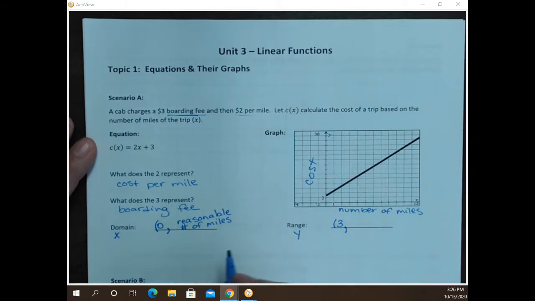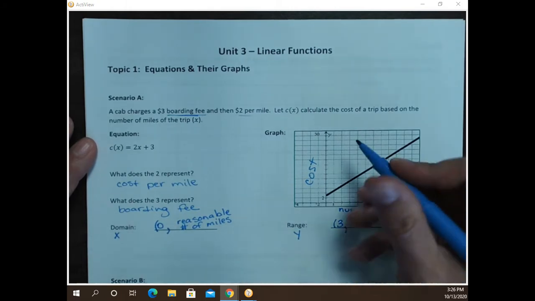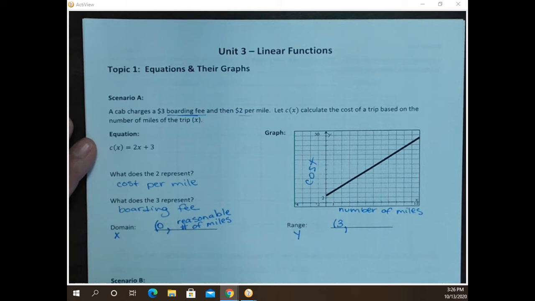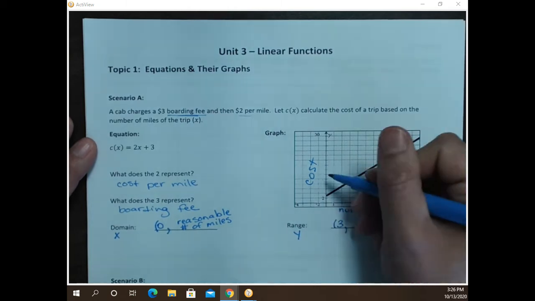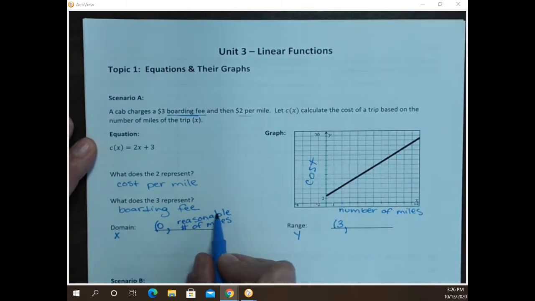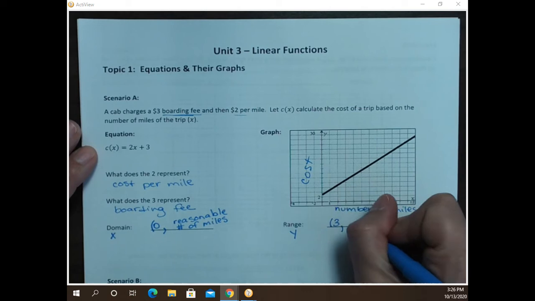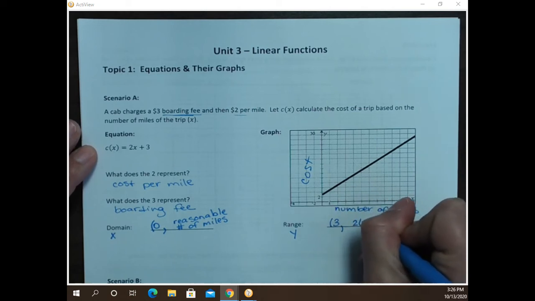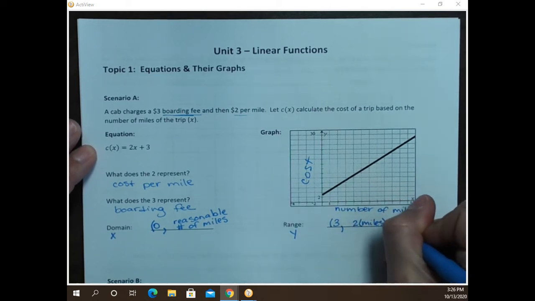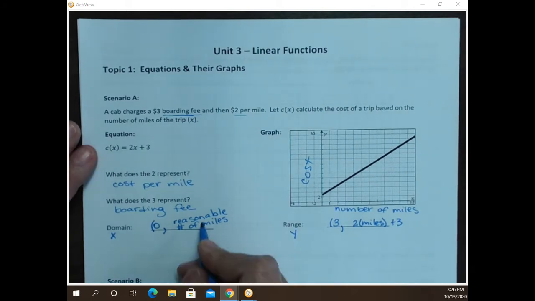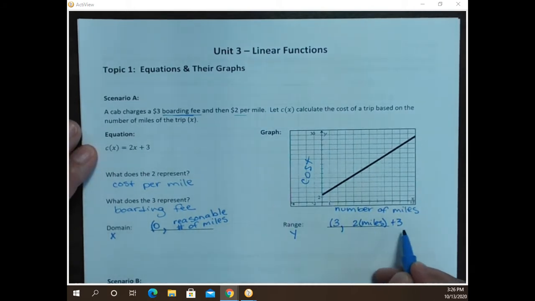And then my upper cost, right? Because range is the y, and that's cost here. My upper cost is going to be based on whatever that reasonable number of miles is, and that may be different depending on the cab. So we're just going to say it's going to be 2 times our miles plus 3. So whatever this number is, multiply it by 2 and add 3.